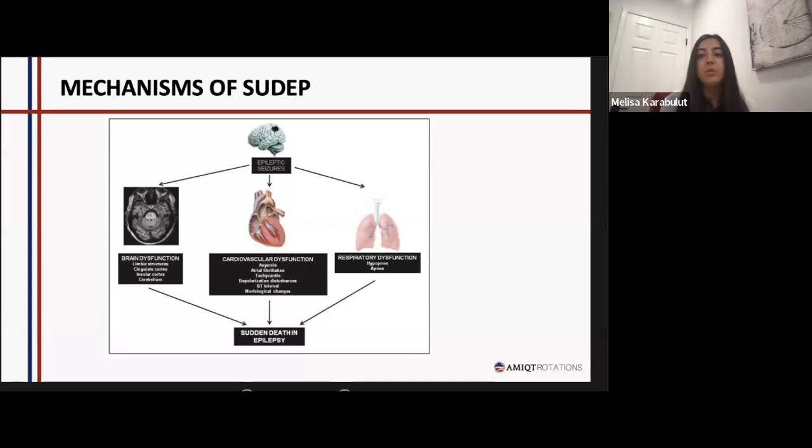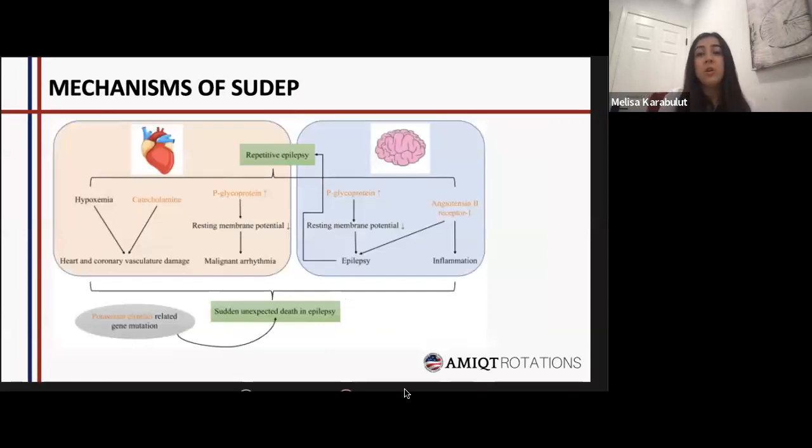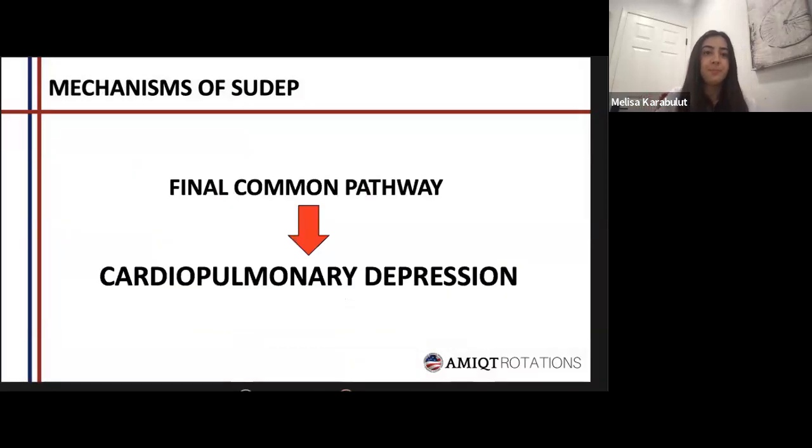Cardiac-related mechanisms include reduction in heart rate variability and prolongation of QT interval. This is really important, which can lead to arrhythmias. And also, two specific drugs, carbamazepine and lamotrigine, were considered as potentially increasing SUDEP risk. And I'm going to mention these drugs later. Also, channelopathies are another risk factor and mechanism for SUDEP. So the generally accepted final common pathway for SUDEP is profound cardiopulmonary depression.